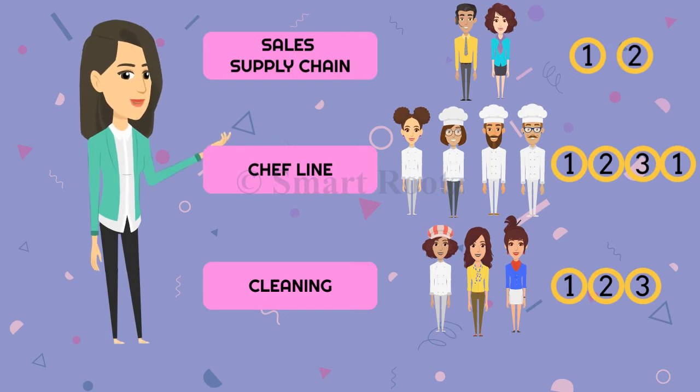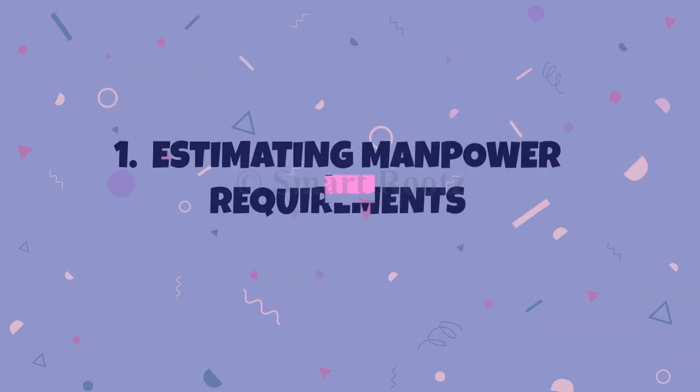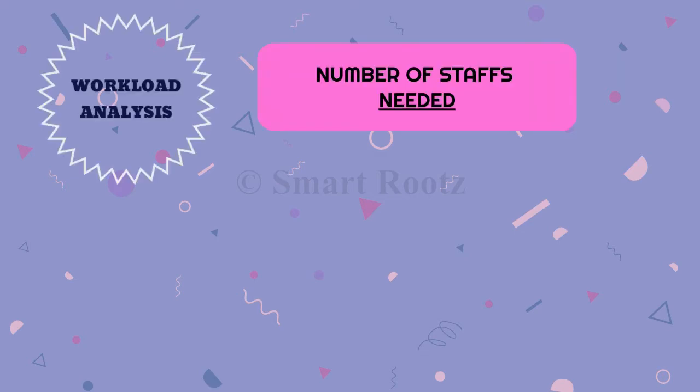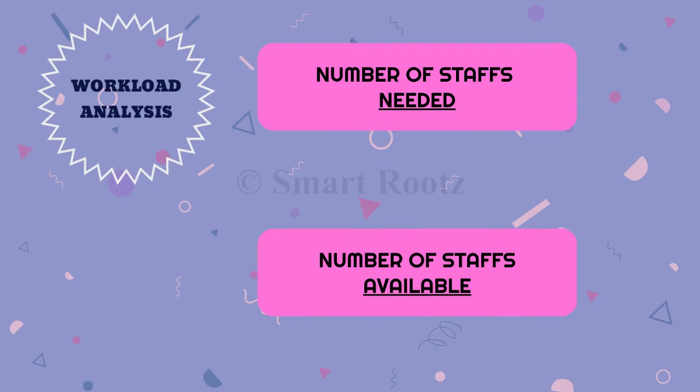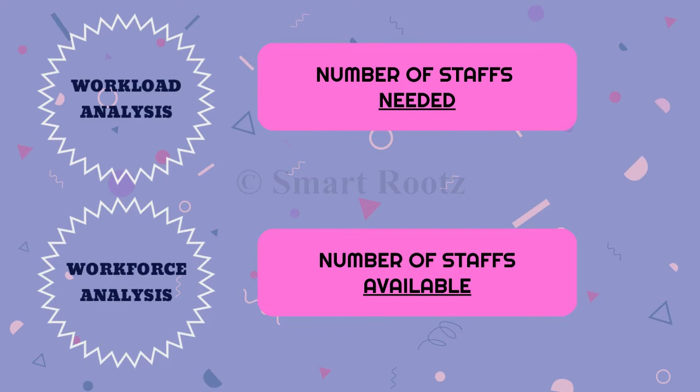As a first step in the staffing process, Joe has to identify how many employees she needs for each department and the type of employees. So the first step in the staffing process is to estimate manpower requirements. This step also necessitates analyzing the number of staff needed, which is the workload analysis, and also the number of staff available, whether the departments are overstaffed or understaffed, which is the workforce analysis.